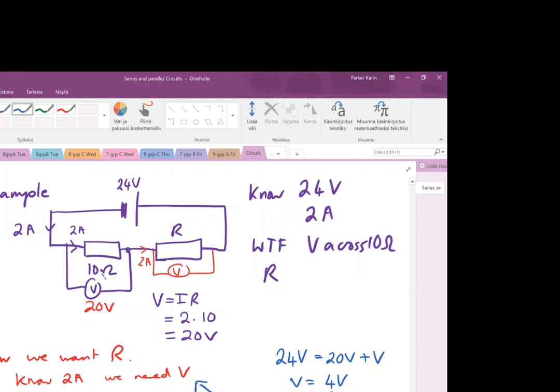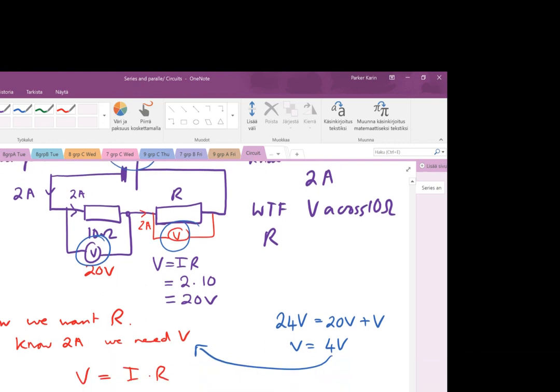Sorted. This voltage plus that voltage is equal to the total voltage. Sorted. Okay, so V equals I times R, and we have 4 equals 2 times R. R is equal to 4 divided by 2, which is 2 ohms.